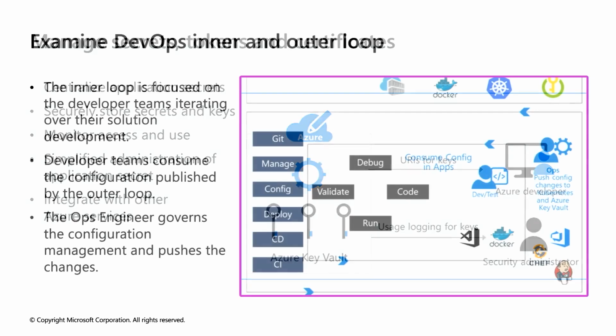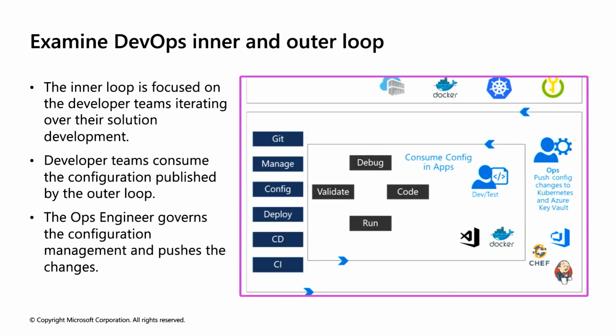In modern DevOps practices, the inner loop and outer loop describe how development and operations teams collaborate, build, test, and deploy software. The inner loop is all about the developer's daily workflow: writing code, debugging, validating, and running applications locally. Developers consume configuration published by the outer loop, allowing them to iterate quickly and focus on improving their solutions without worrying about the broader operational concerns.